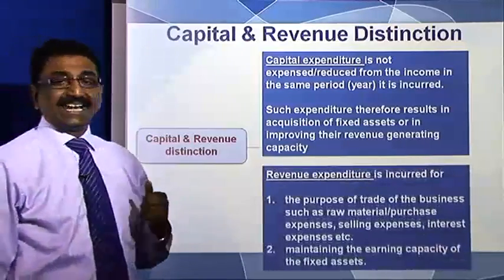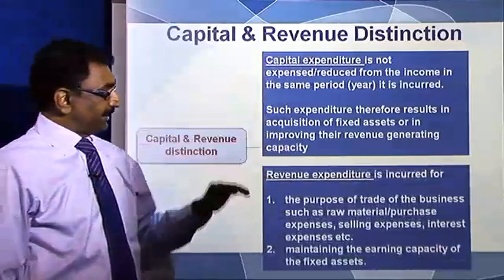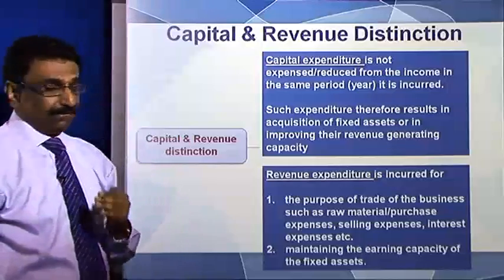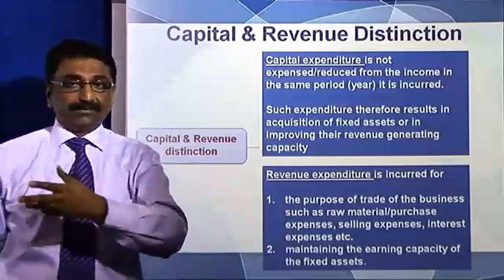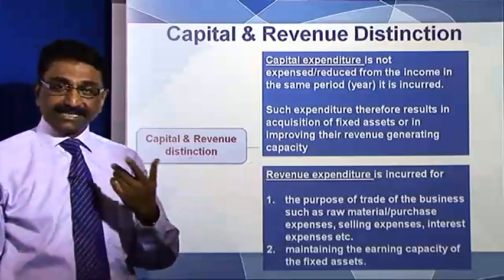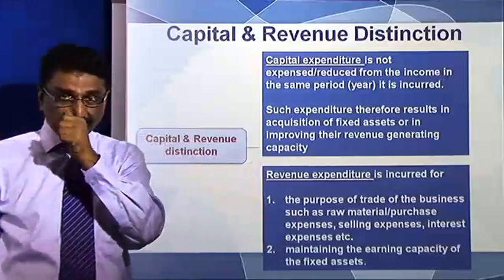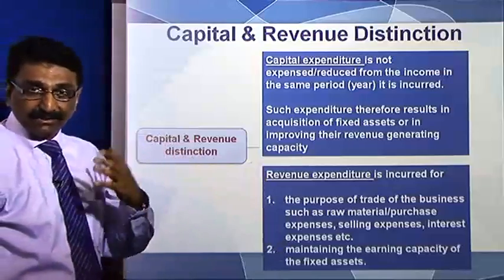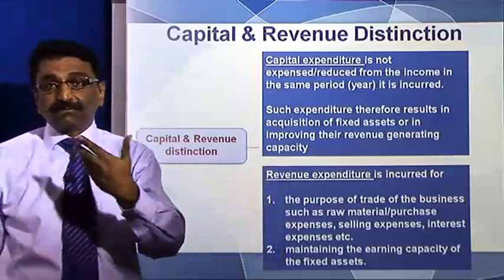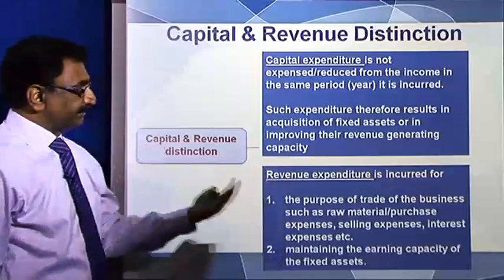Then we look at what is revenue expenditure. Given we have understood what capital expenditure is, revenue expenditure is the kind of expenses that you incur to run your business. For example, when you purchase raw material, when you distribute your products to your customers, the expenses incurred in selling it, the interest expense, you must have borrowed some money from the bank and you are paying interest on that. So those kinds of expenses which are for running your trade, running your selling of your products, are known as revenue expenditure.